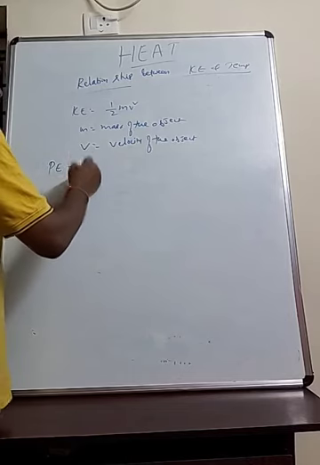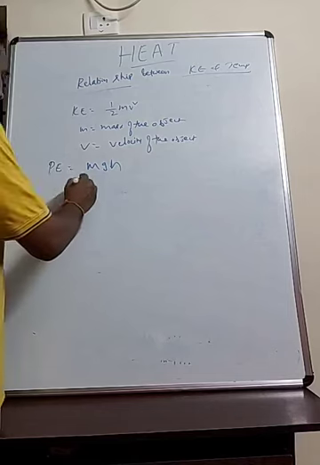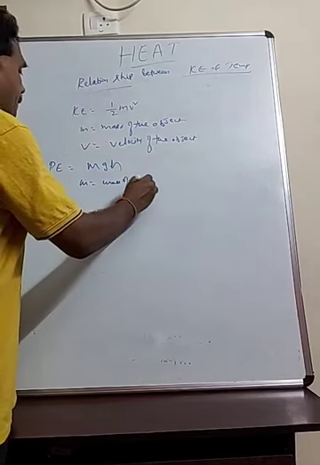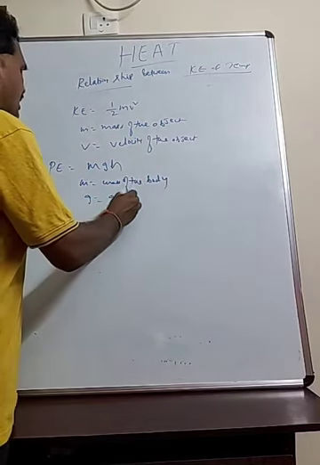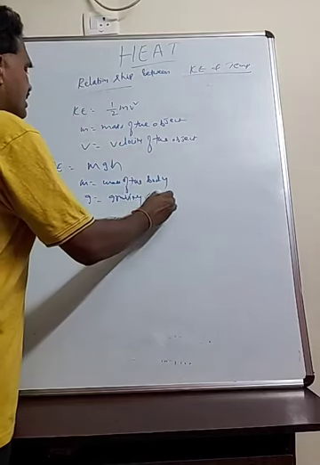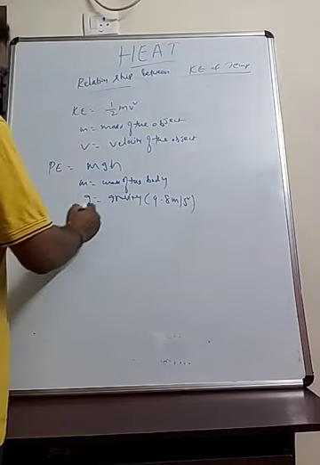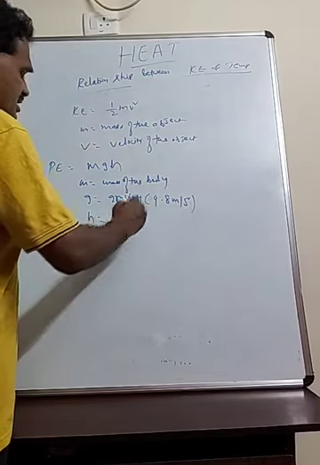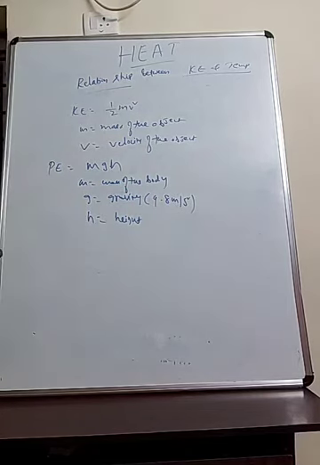Potential energy P is equal to mgh. P means potential energy, m means the mass of the body, g is gravity. Gravity on the Earth is equal to 9.8 meters per second square. Next, h is height, because potential energy comes with height. That's why h is called the height of the object at which it is placed.